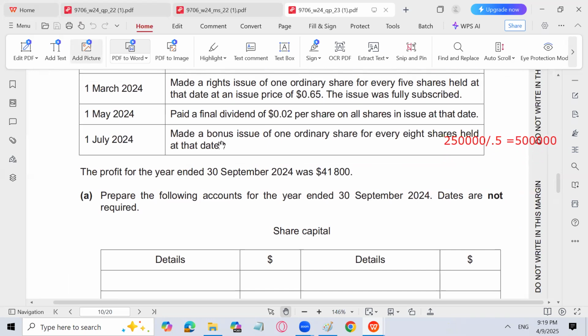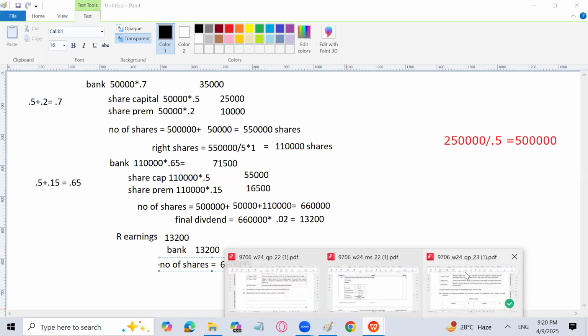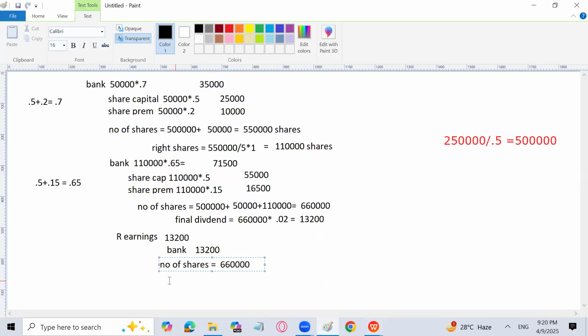The last entry is: made a bonus issue of 1 ordinary share for every 8 shares held at that date on 1st July 2024. Now let's see what is the number of shares right now. Let me calculate the number of shares which we have already calculated. It is given, that is 6,60,000. And what is the quota of the bonus shares? For every 8 shares we have to issue 1 bonus share.